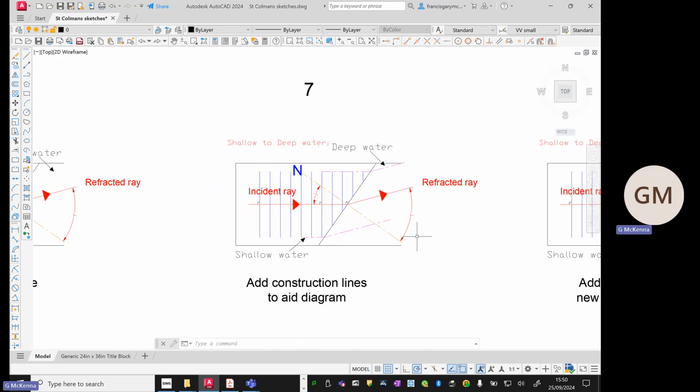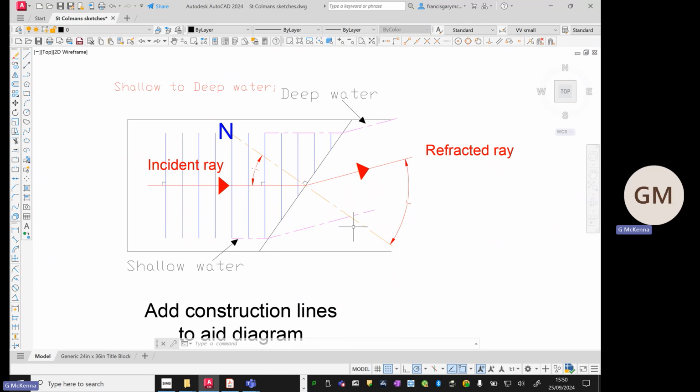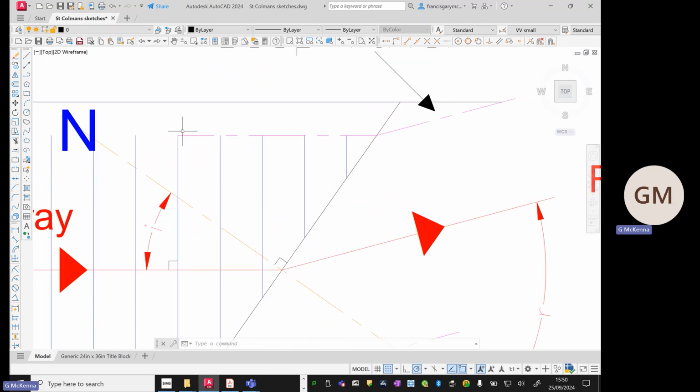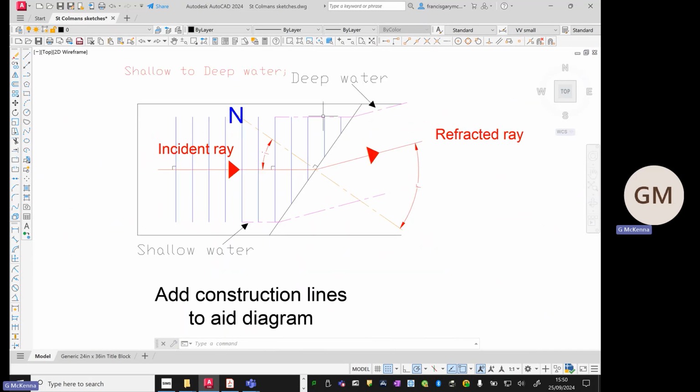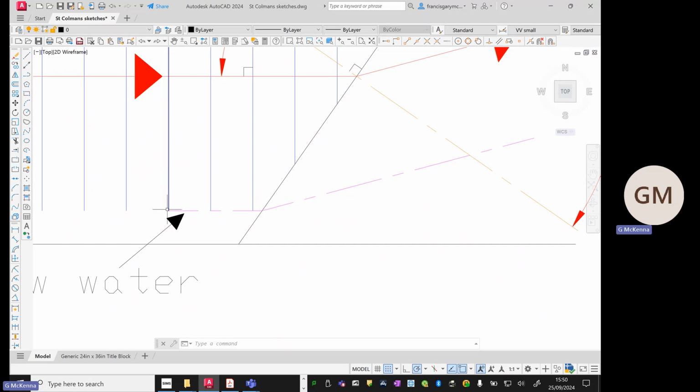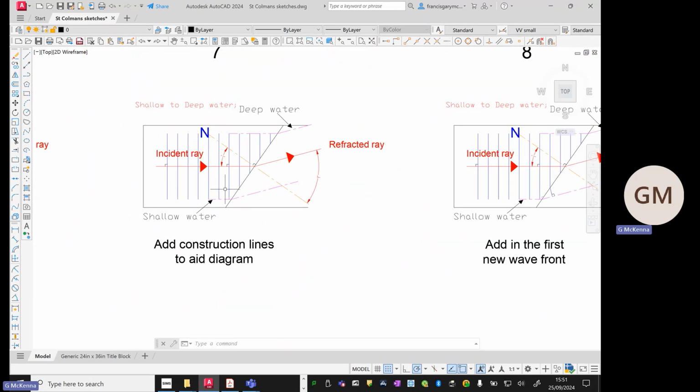Number seven, we're now going to add in those construction lines, quite similar to the previous example. Go along that top edge, just along those wave fronts there, and take a straight line across until you intersect the boundary. And just do the exact same along the lower edge as well. Come straight across until you intersect the boundary.